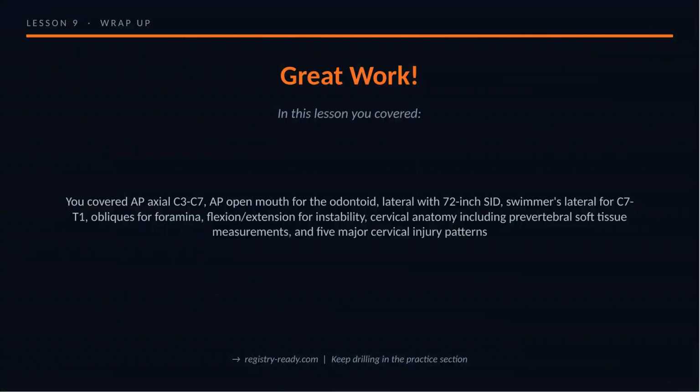Lesson 9 complete. AP axial for C3, C7 with 15 to 20 degrees cephalic angle. Open mouth for the odontoid with incisor-occiput superimposition. Lateral at 72 inches with the 7 vertebrae requirement. Swimmers for C7, T1. Obliques for foramina. Flexion extension for instability. Prevertebral soft tissue measurements. Atlantoaxial predental space. And 5 major cervical fracture patterns.